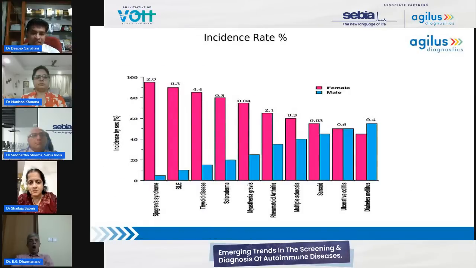And we see the incidence rate of different syndromes. For some syndromes, the incidence is more in females, and for some syndromes, it is more or equal in males also.